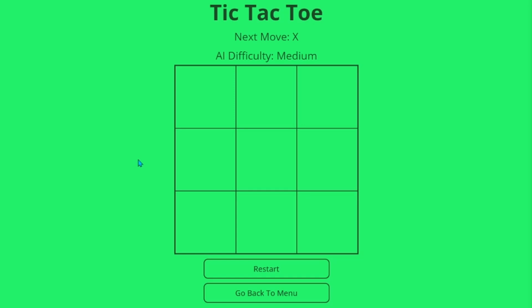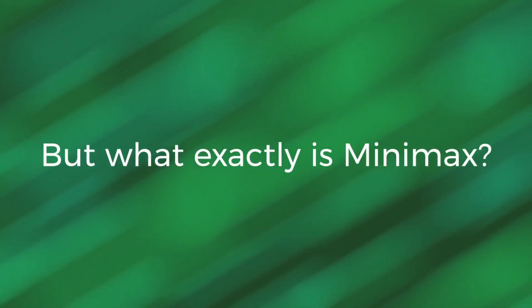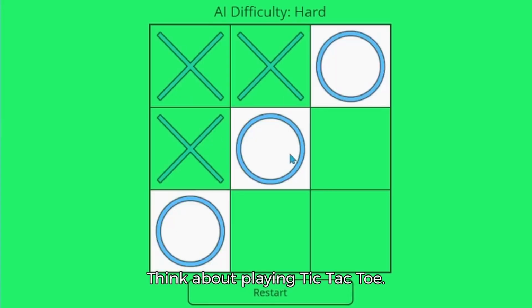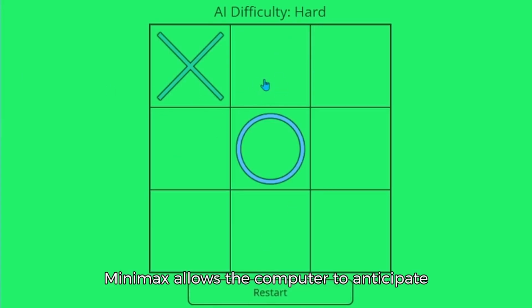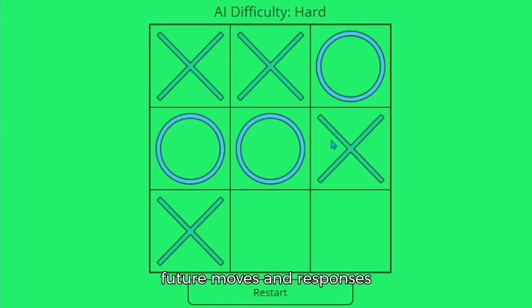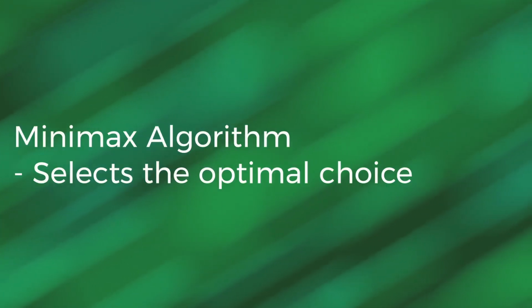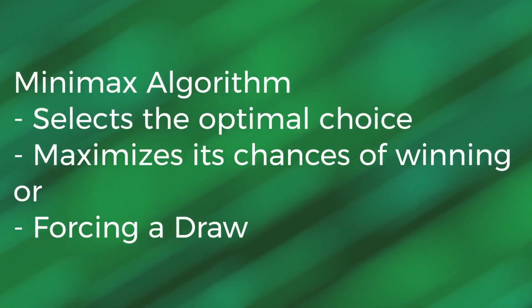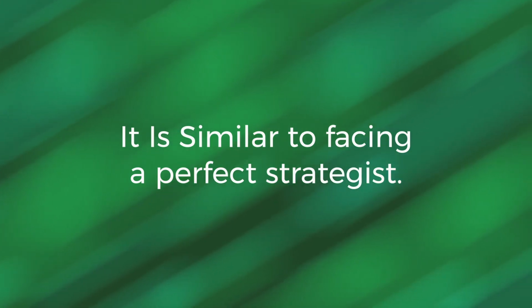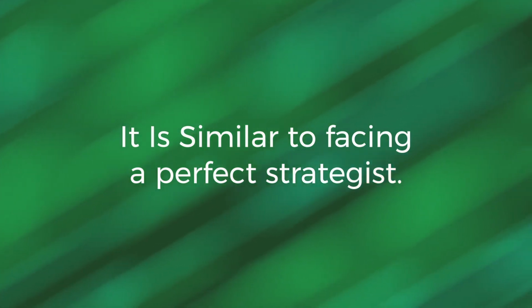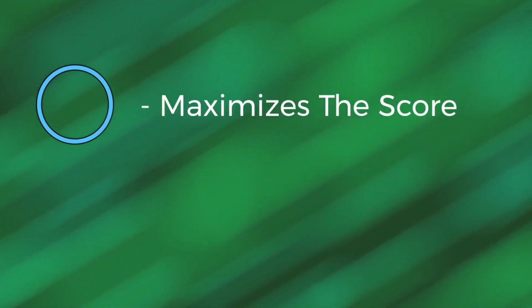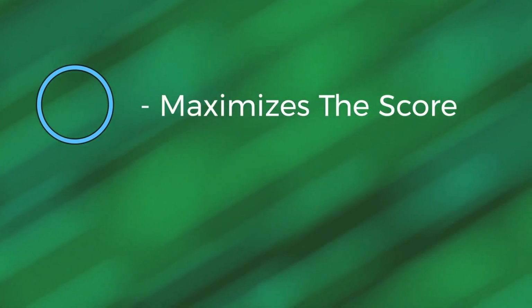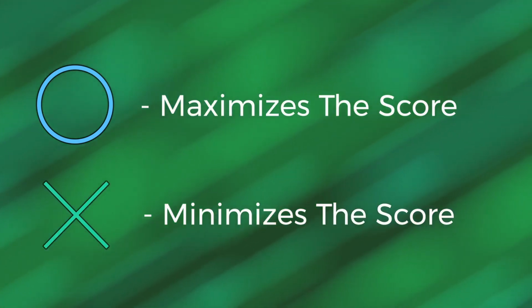On the hard mode, we will use a Minimax algorithm. But what exactly is Minimax? Think about playing tic-tac-toe. Minimax allows the computer to anticipate future moves and responses, helping it select the optimal choice, maximizing its chance of winning or at least forcing a draw. It is similar to facing a perfect strategist, the computer who aims to maximize his score. You work to minimize it.